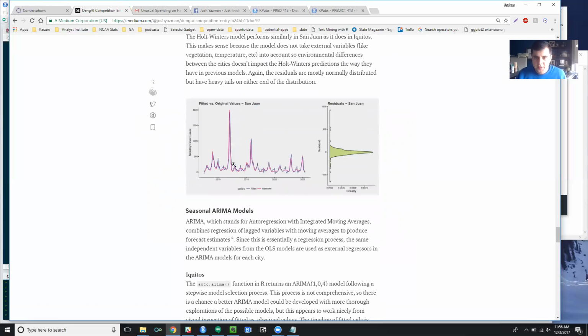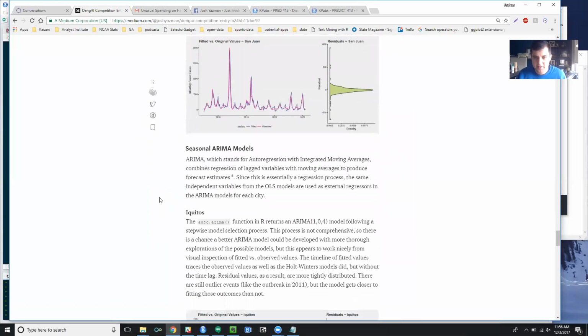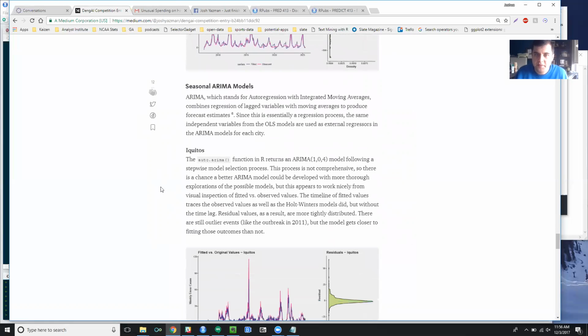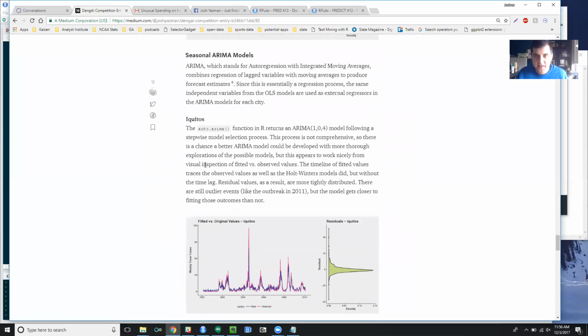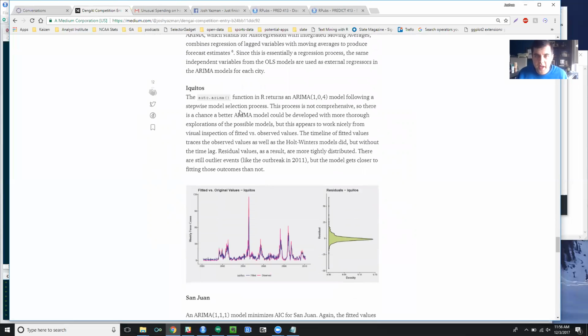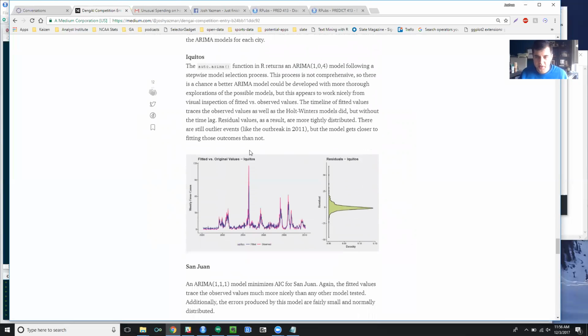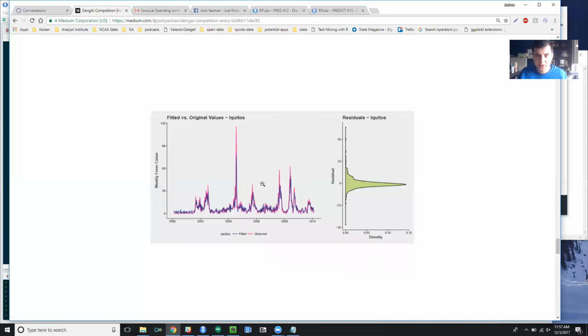Again, in San Juan, the Holt-Winters method fit roughly the same way. There was one negative prediction. The last model here is a set of seasonal ARIMA models. I just used the auto ARIMA function in R, and for Iquitos, I came up with an ARIMA 104 model. And then in San Juan, it was an ARIMA 111 model. The fit of this data is beautiful. It really follows the trend and what happened nicely.